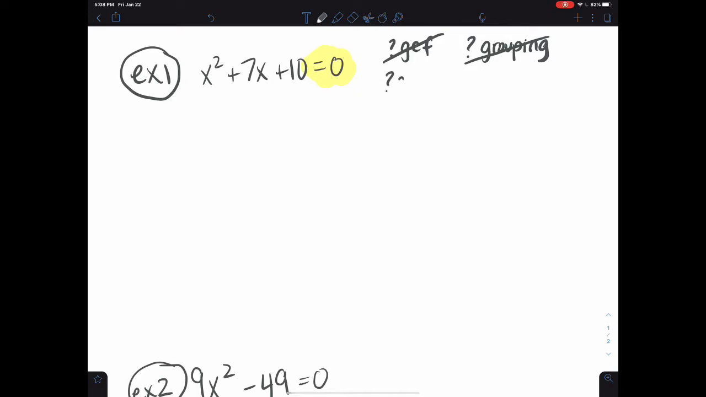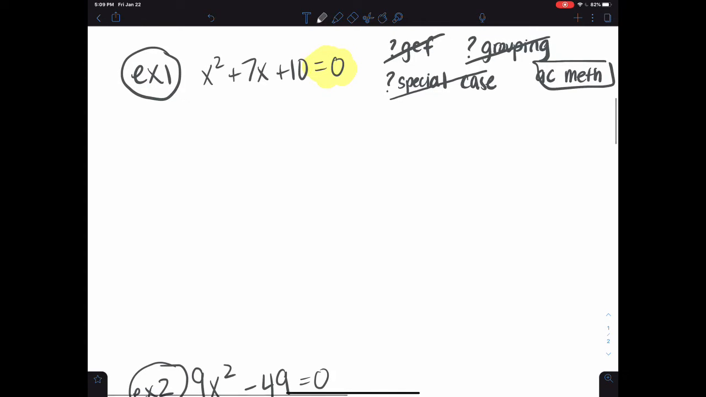Is there a special case, like difference of squares or perfect square trinomial going on? Unfortunately, we don't have that either. 10 is not a perfect square. So our last option is the AC method. So that's what we're going to apply to this problem.